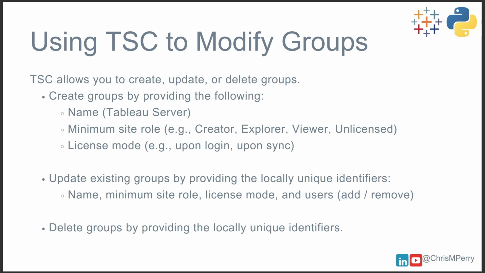To create a group on your Tableau Server or Tableau Cloud instance, you will need to create a group object or item. When creating the group object, you will need to specify the name and, optionally, the minimum site role and license mode. To update an existing group, you simply need to specify the group object and corresponding attributes or properties you would like to update. In most instances, you will not have memorized the group's locally unique identifier value, so I recommend first fetching the group object to get the necessary value for updating the group. The same applies for deleting a group.